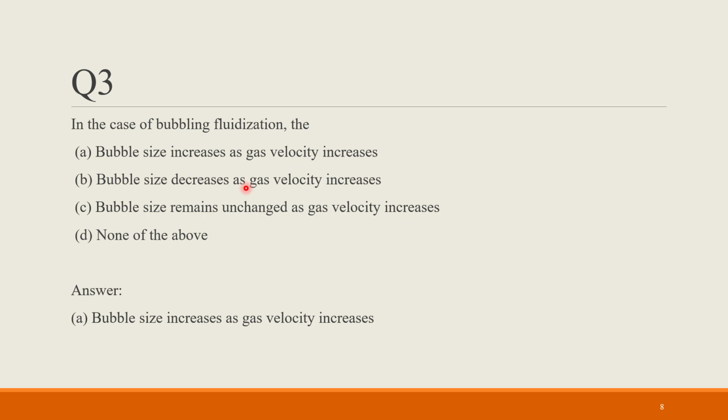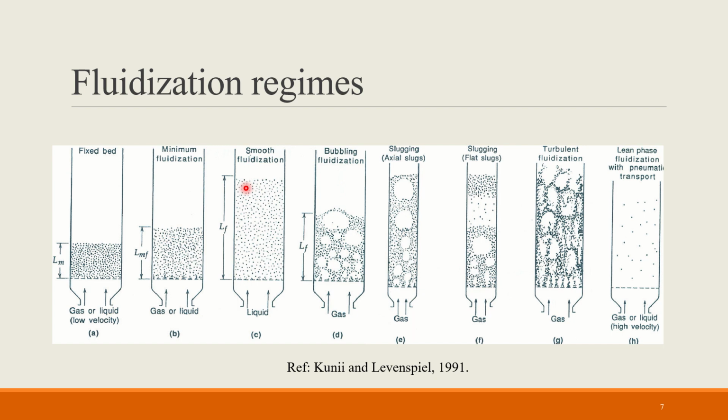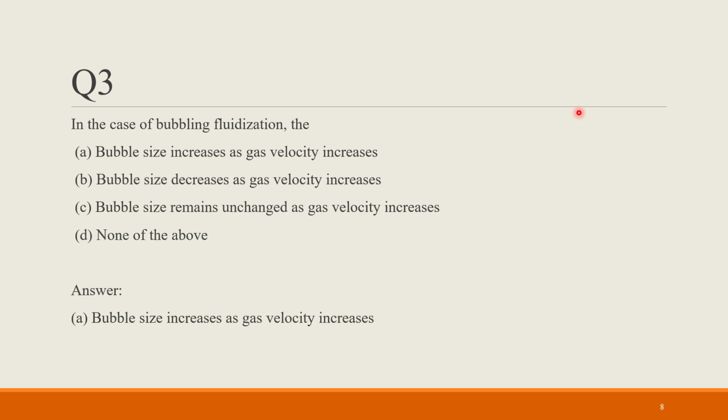Well, we saw in the previous slide itself how with increase in the fluid velocity, bubbles start to grow in size. For example, if you compare between this and this, the bubble size starts to increase. That's why here, as you can see, the bubbles have increased so much in size that they have almost occupied the diameter of the column. So the answer is that bubble size increases as gas velocity increases.